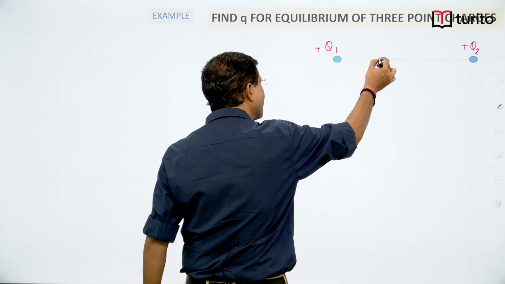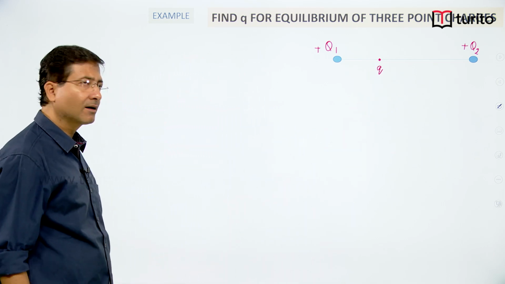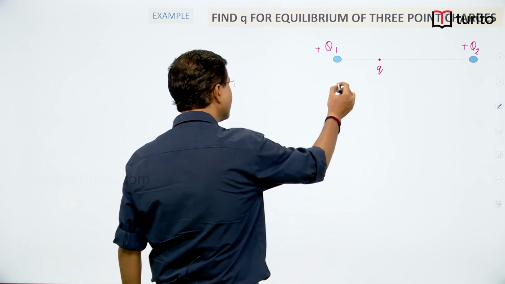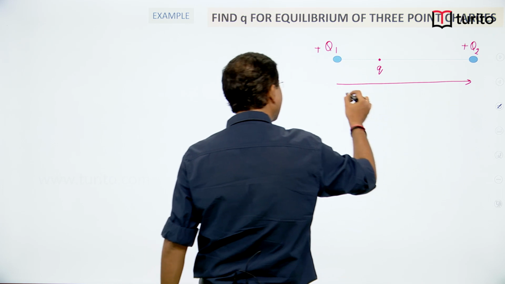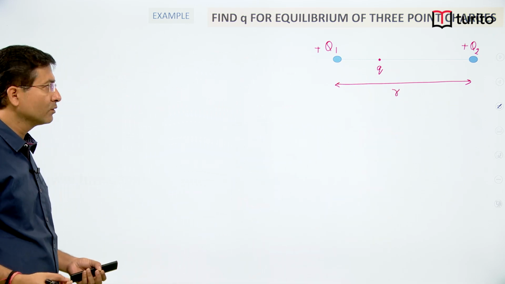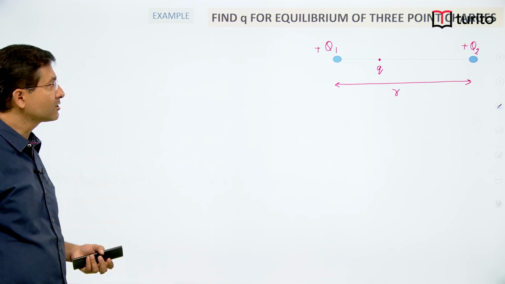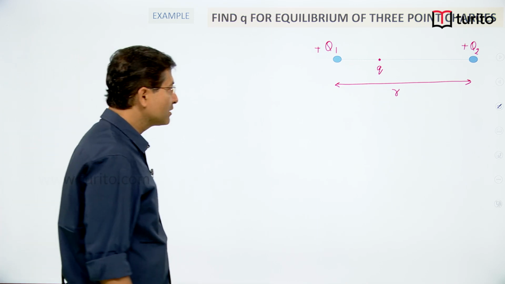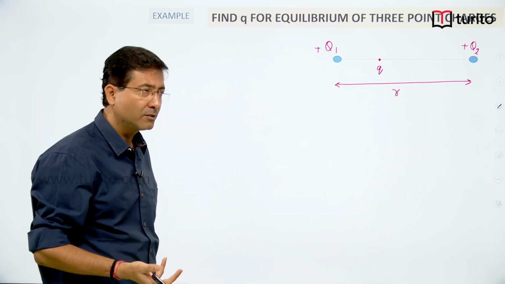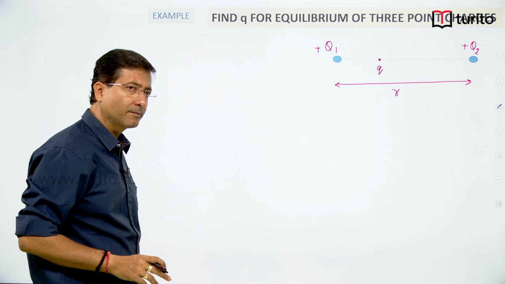Both are positive. If I place one charge here, I do not know the distance, so I will call this distance d or r. So q1 and q2 are at distance r, and we want to place a charge q in such a way that all charges are in equilibrium. So this is in equilibrium, this one in equilibrium, and this one will come in equilibrium, right.